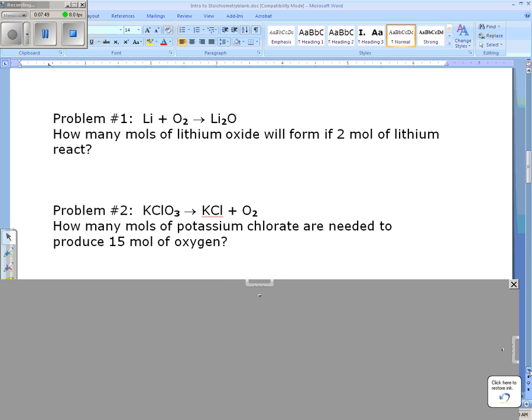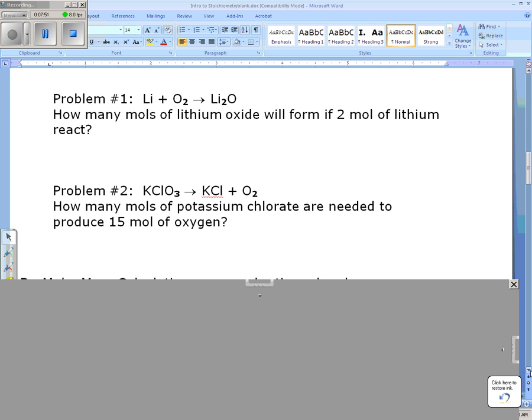Okay, problem number 2. Again, this is one that I would like for you to work. Go ahead and pause the podcast and make sure you can do this one. Now I'm going to go through the answer on how to find the moles of potassium chlorate. Make sure you read these correctly. First thing I need to do is balance the equation. I need to get 6 oxygens on each side, so that balances that equation.